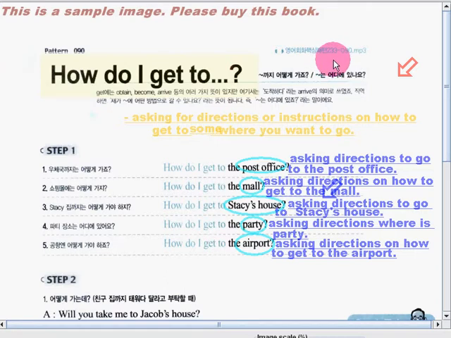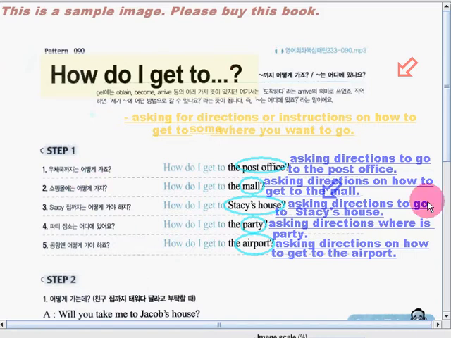Very good. Now let's have a review and read the sentences once more. Please repeat after me. How do I get to the post office? How do I get to the mall? How do I get to Stacy's house? How do I get to the party? How do I get to the airport?